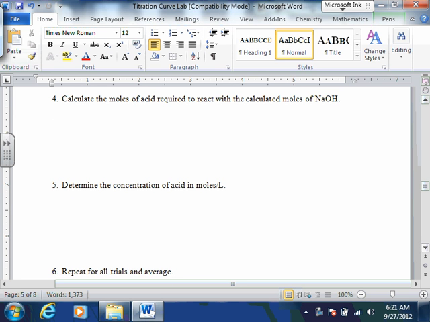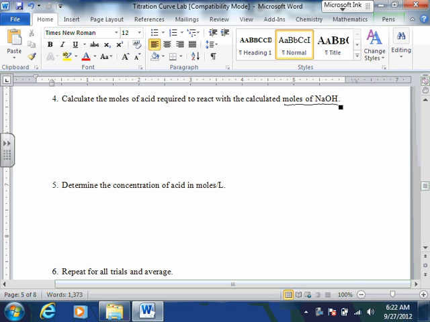The moles of acid required to react with the calculated moles of NaOH. Okay, now that you have a balanced chemical equation and you know the moles of NaOH that you calculated up in number 2, then you should be able to figure out the moles of the HCl, just using the stoichiometry in the equation, okay? And actually, this equation is not hard to write. The stoichiometry is going to be 1-to-1, okay? Then you can determine the concentration of acid in moles per liter, okay?